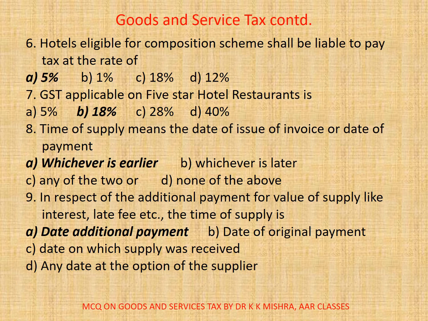8. Time of supply means the date of issue of invoice or date of payment. Options are: A. Whichever is earlier, B. Whichever is later, C. Any of the two, D. None of the above. So here correct option is A, whichever is earlier. 9. In respect of the additional payment for value of supply like interest, late fee, etc., the time of supply is, options are: A. Date of additional payment, B. Date of original payment, C. Date on which supply was received, D. Any date at the option of the supplier. The correct option is A, date of additional payment.